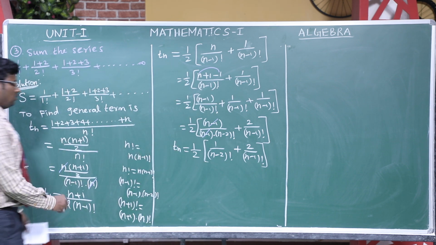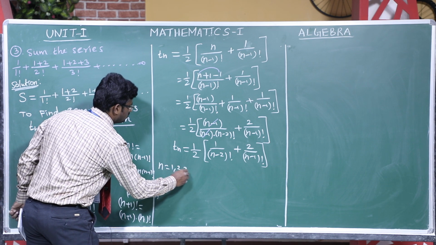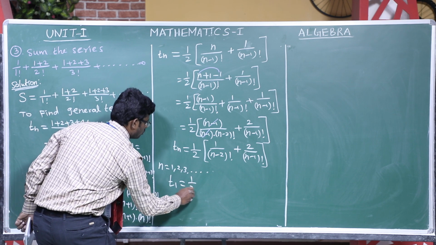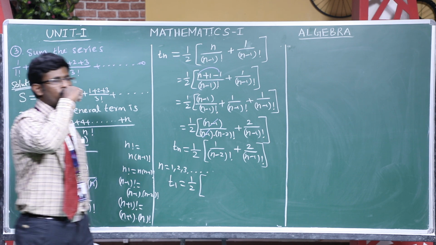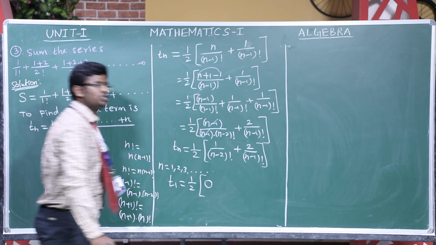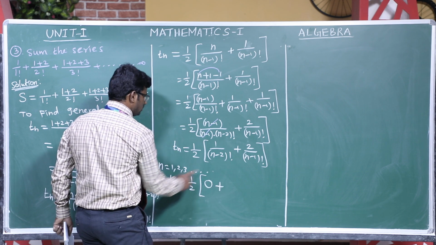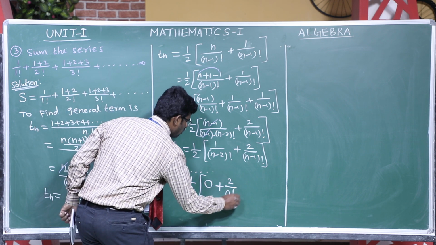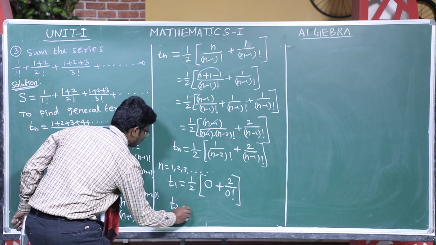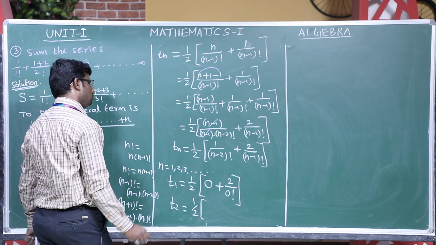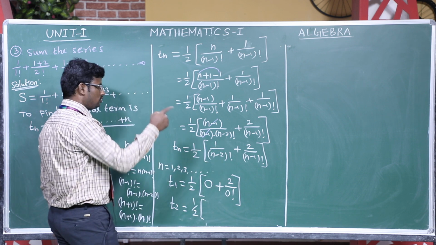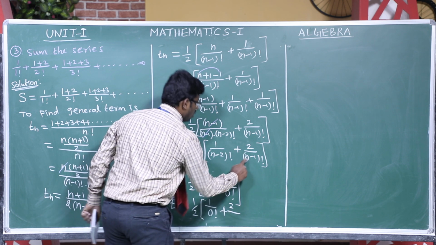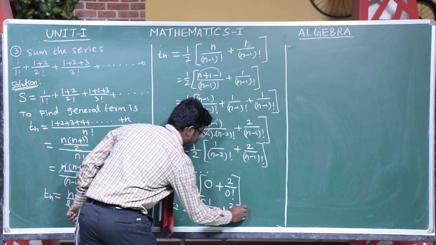Now I am putting the values, n is equals to 1, 2, 3 up to etc. What we get? T1 is equals to 1 by 2, see, 1 by (1-2)!, 1 minus 2, the total value becomes 0, plus put n is equals to 1, 2 by (1-1)!, that is 0!. Then T2 is equals to 1 by 2, put n is equals to 2, 1 by (2-2)!, 2 minus 2 is 0, therefore 1 by 0! plus 2 by (2-1)!, that is 1!.